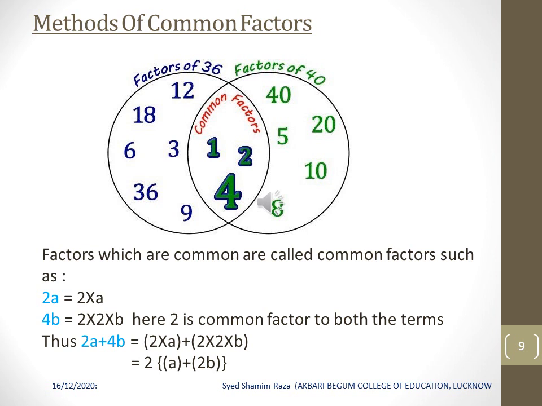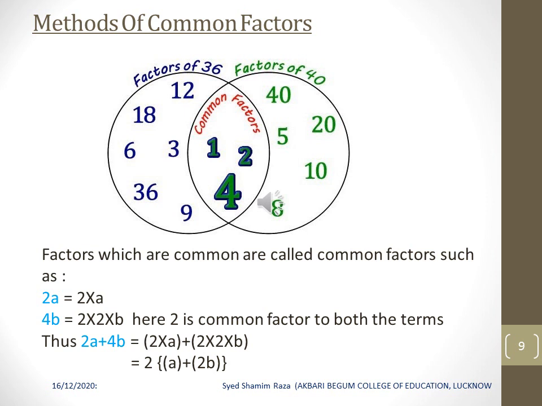Here, if you see, there are some common factors which we have written in between, in the overlapped area. This area which is common to both of them is known as the overlapped area. In the overlapped area, we are writing 1, 2 and 4 only one time, but it is meant for both circles. So these are known as common factors.